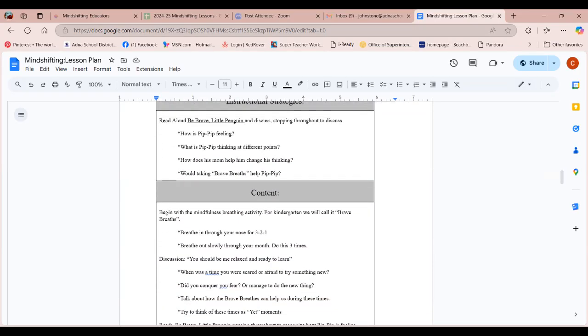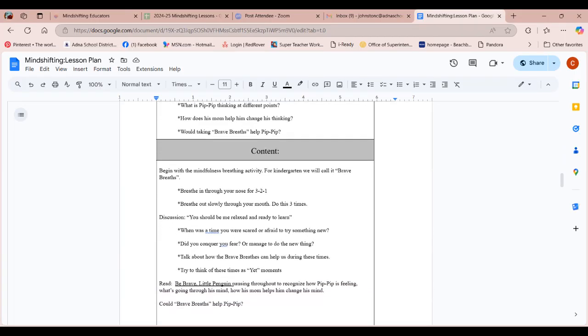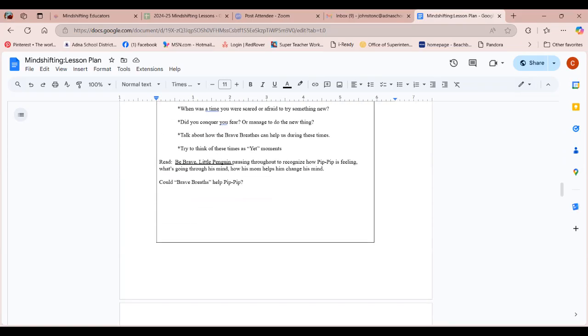So then I'm going to read the book, and Pip is scared of swimming and a lot of different things. And so just reading the book and what he goes through and how he breaks through his fear in the end. A lot of discussion throughout the book of, what's he feeling now? What do you think he would be feeling? How could he change that?